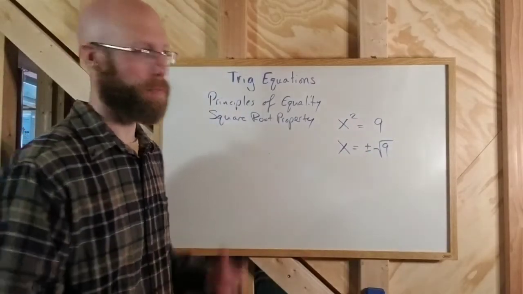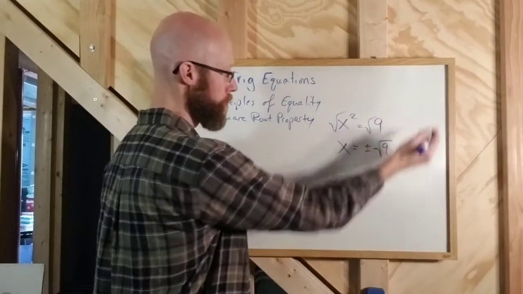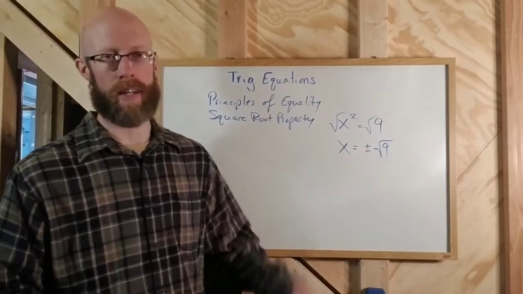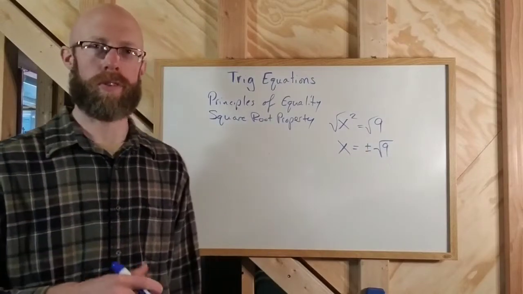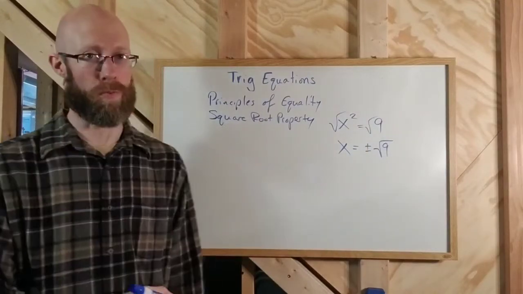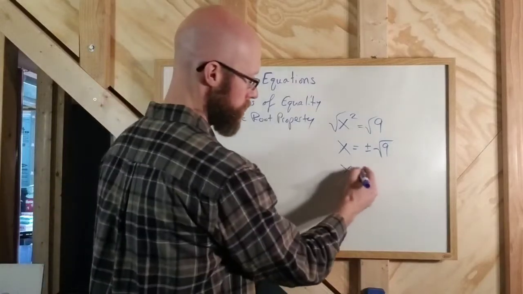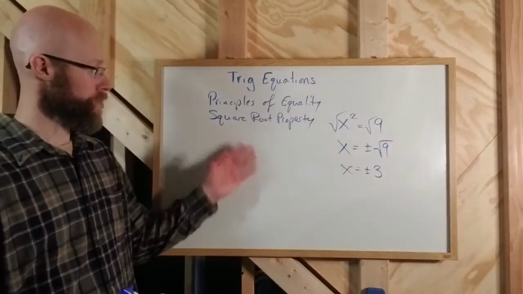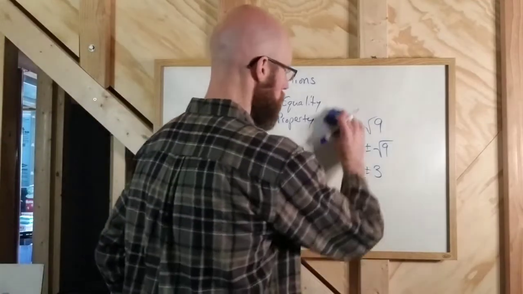Okay. Again, some people say, well, you're just taking the square root of both sides, which you kind of are, but because of the plus or minus in there, it's a little bit of a tweak. So we're just going to call it the square root property. Okay, so here in this case you'd have plus or minus 3 as your answers. Okay, so the square root property is going to be important here.